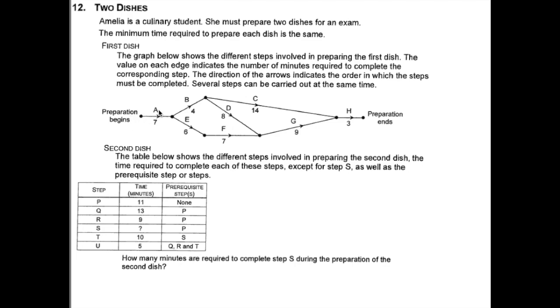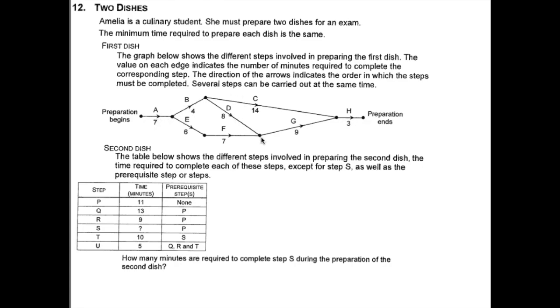Preparation begins. Now this is a little bit different than the way we did it in class. Like they're labeling the edge as A, whereas I would label the vertex as A. It's quite a bit different, but not that much different. Let's have a look. We want to get from A all the way down to here. There are a couple of ways we can go.